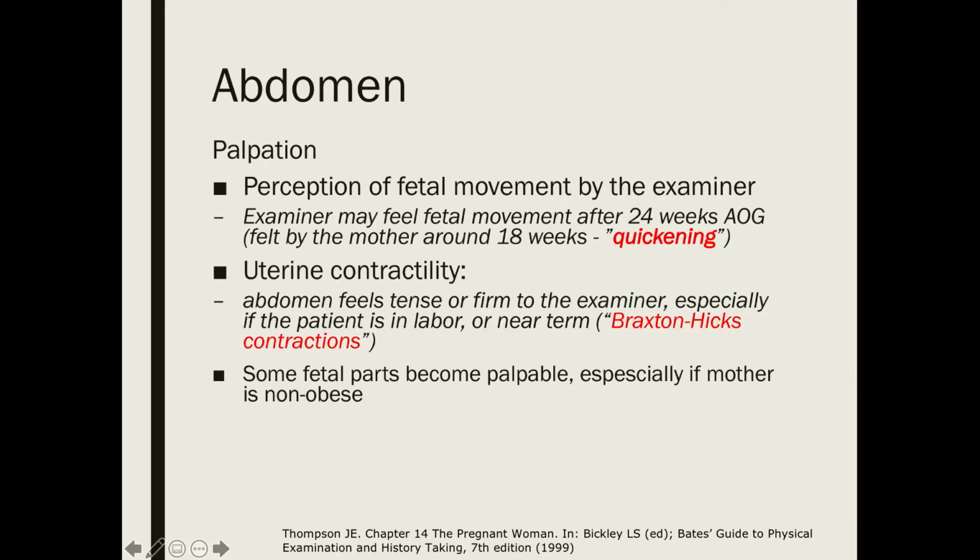Okay, so for palpation of the abdomen, you might perceive fetal movement. The examiner may feel fetal movement after 24 weeks AOG. However, the fetal movement may be felt by the mother around 18 weeks, and this is what you call quickening. Okay, you might also feel uterine contractility. The abdomen may feel tense or firm to the examiner, especially if the patient is in labor or when the patient is experiencing Braxton Hicks contractions. Some fetal parts may also become palpable, especially if the mother is not obese.